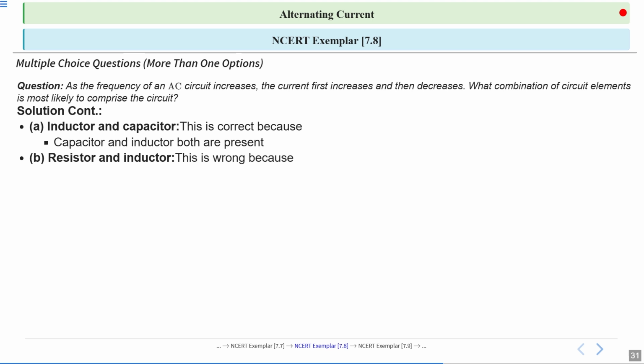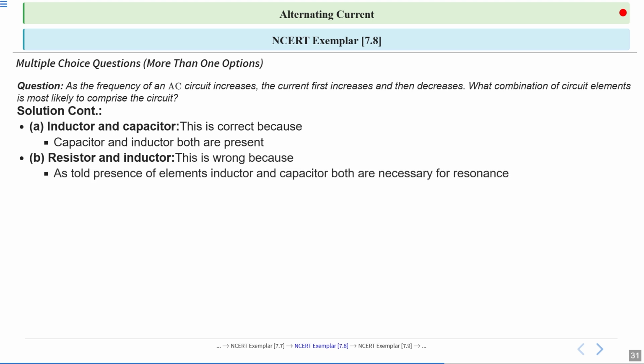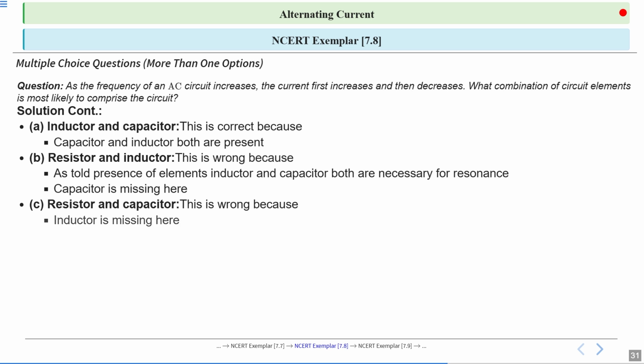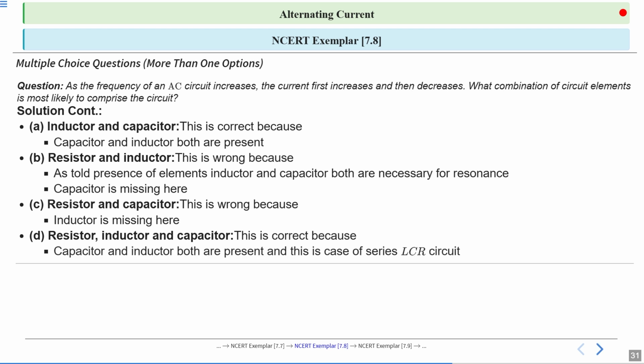Option B was resistor and inductor. This is wrong. Why? Because as told, the presence of both inductor and capacitor is necessary for resonance. Capacitor is missing here. Resistor and capacitor, again this is wrong because inductor is missing now. Resistor, inductor and capacitor: this is correct because both inductor and capacitor are present. This is the case of the LCR circuit.